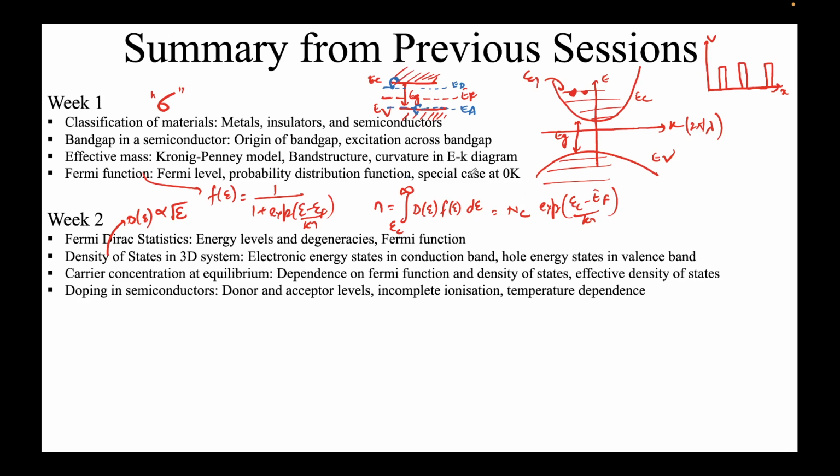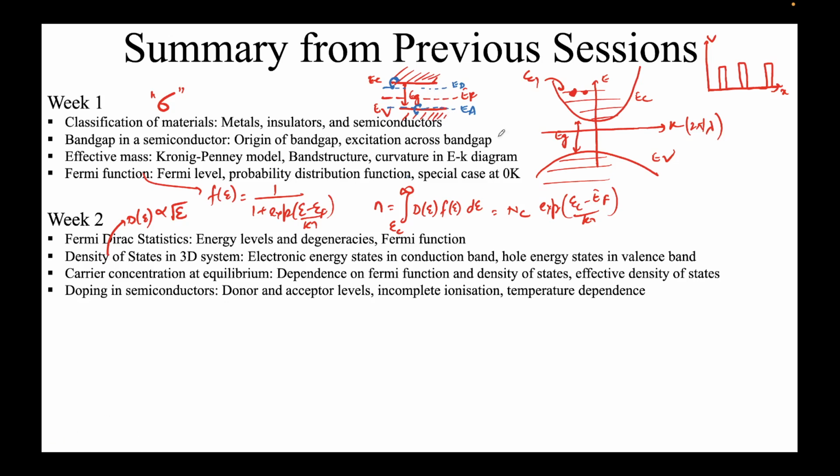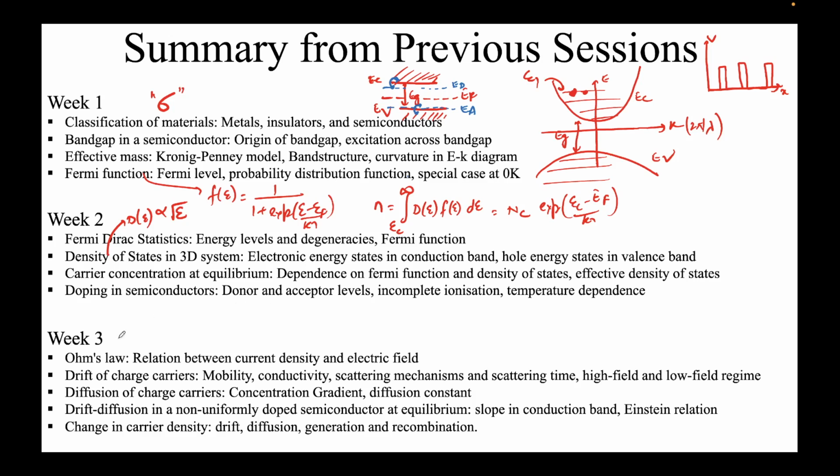Also notice that the accepting or donating of electrons, whatever the case, comes in only at a certain temperature. We saw that below 100 Kelvin we experience something called freeze out, because these donors or acceptors do not have sufficient energy to cross this small energy gap from ED to EC or from EV to EA, whatever be the case. Finally, we saw Ohm's law with J equal to sigma E, as compared to V equal to IR, which I've been habituated to seeing.